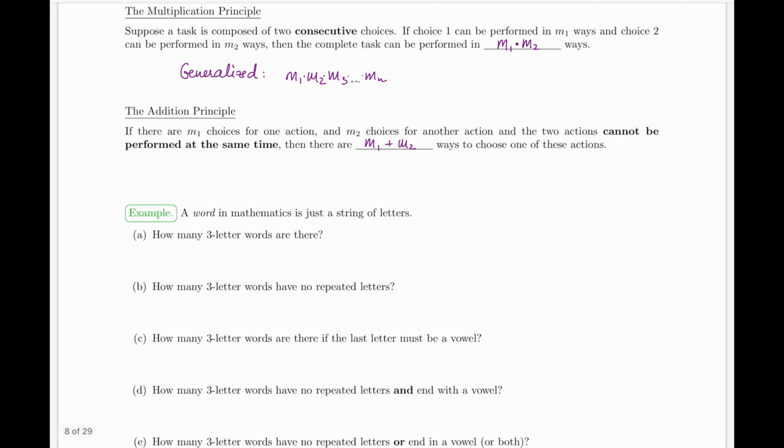And not very surprisingly, the generalized form here will be situated much the same way. If I have M1 choices for one action and M2 choices for another, M3 for the next, and so on, if I have to choose the complete way to do this, but these tasks cannot be performed at the same time, then I'm going to be adding all of them up.